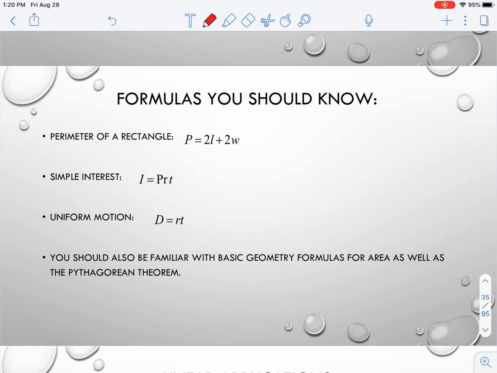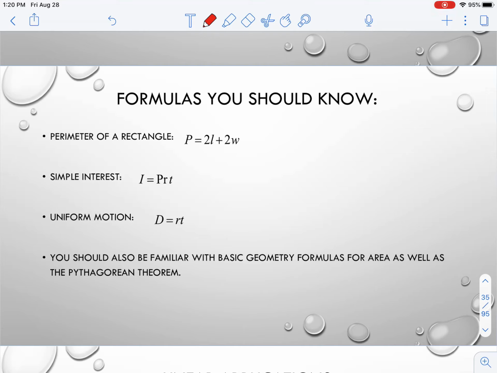Simple interest, I equals PRT, where P is the principal amount, or the amount invested. R is the interest rate as a decimal, so a 6% interest rate must be converted to 0.06. And time is always in years because our interest rate is an annual interest rate.